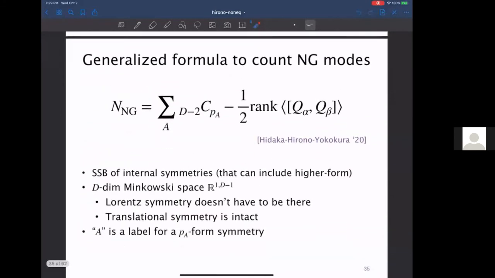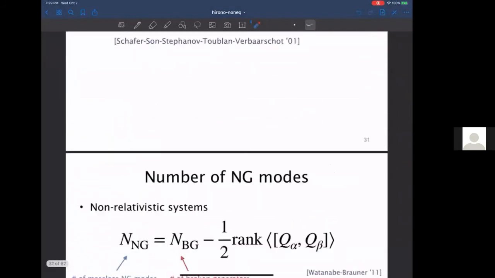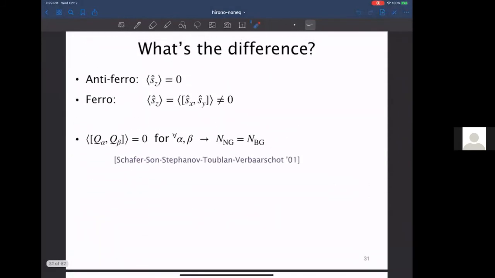The way to say this is that if this is non-vanishing, then that is already violating the Lorentz invariance. For example, if you have some magnetization, then it has some special direction in the space-time, right? So this commutator can be non-zero only when there's no Lorentz symmetry. Once you assume Lorentz symmetry, this should vanish.